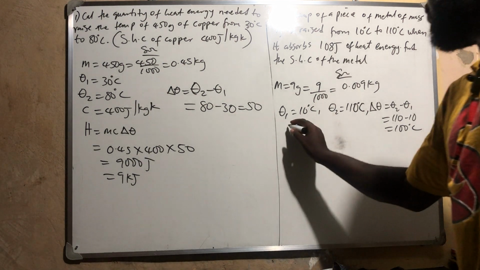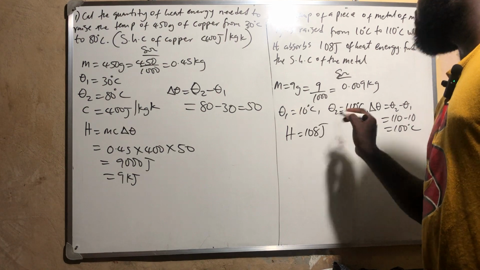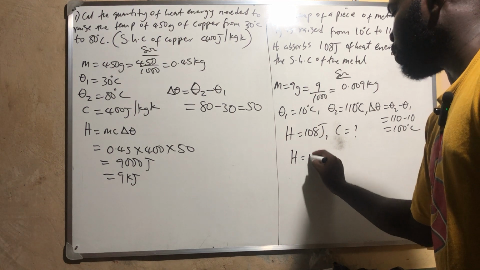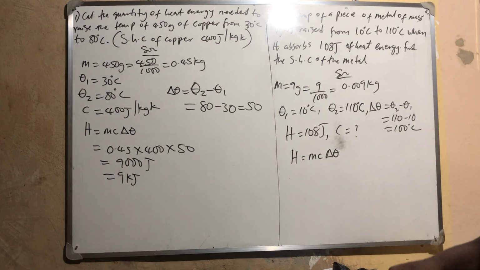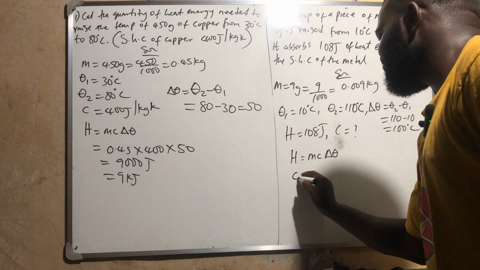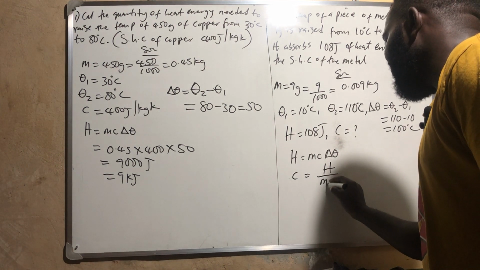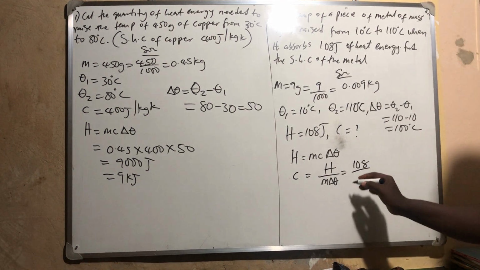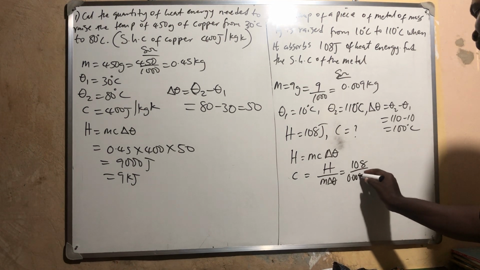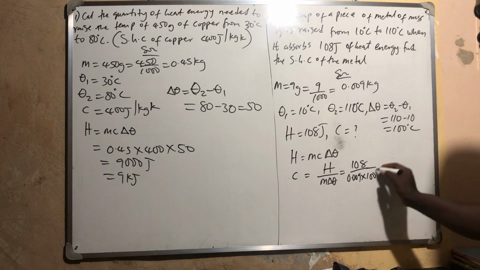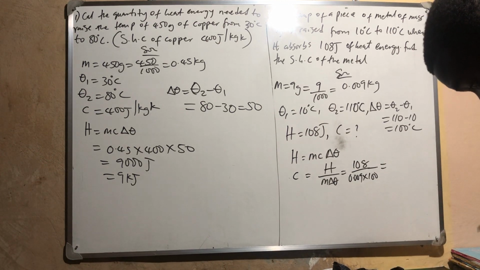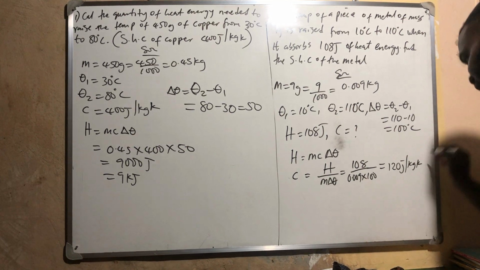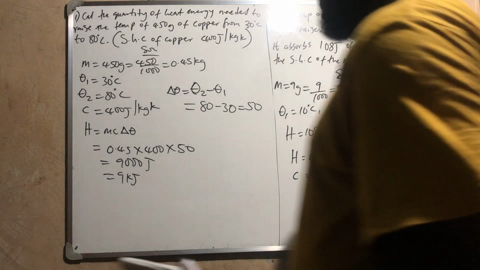So what else did they give me? They gave me my heat. My heat is equal to 108 joules. But they say I should calculate my C. I know that my H is equal to MC change in temperature. Very simple formula. So my C will be H divided by my M change in temperature, which is 108 divided by my M, 0.009, times my change in temperature, 100. If you do that, you'll get 120 joule per kg per Kelvin. You see? Very, very simple question.